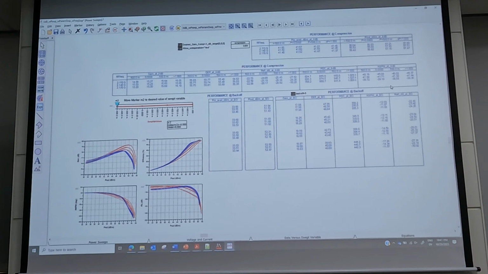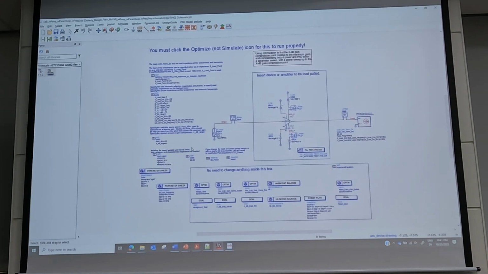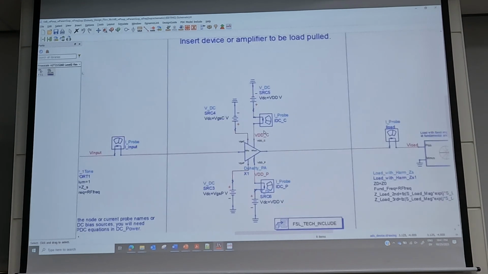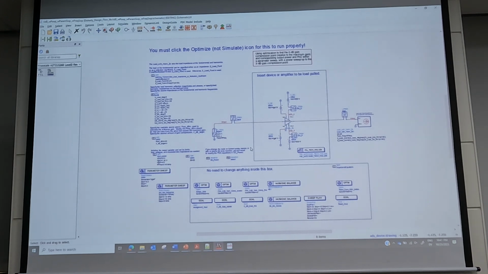Can you show us the final, the complete schematic? This is the complete amplifier. Is there an optimization test bench? So what is the optimization goal? In this case, I'm only using the optimizer to find the XDB gain compression point. So you mean just finding the 3 dB compression? Yeah. That's all I'm using it for.